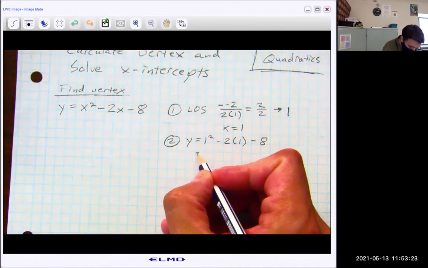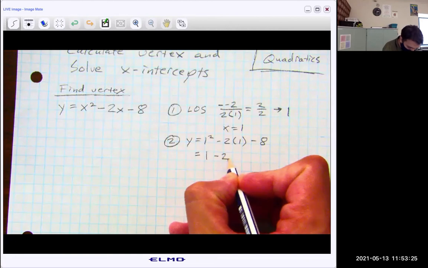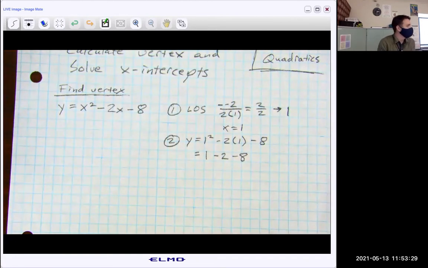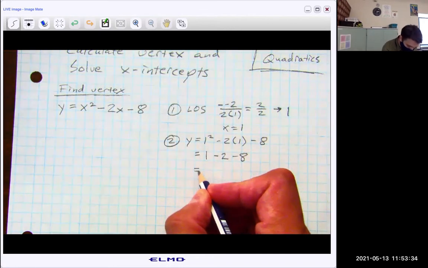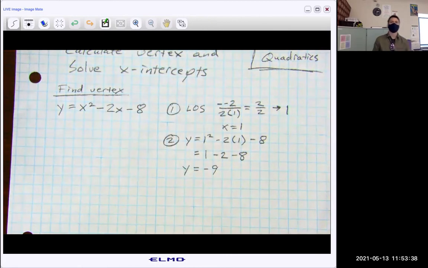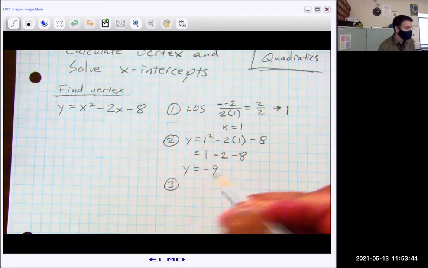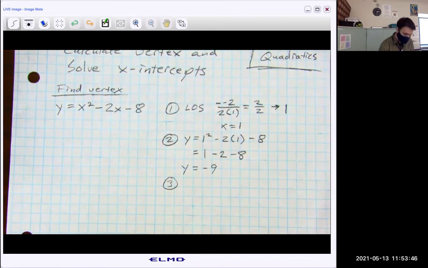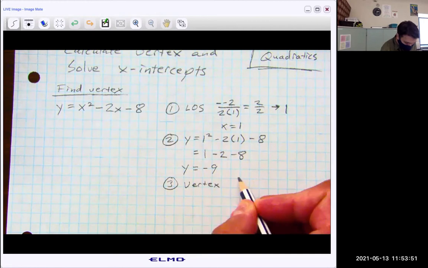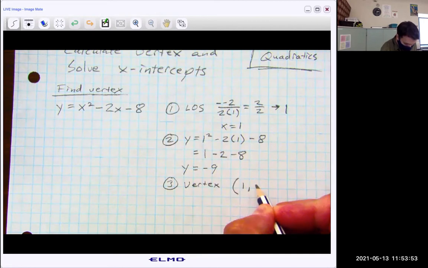So 1 squared is 1. This is going to be 1 minus 2 minus 8. So 1 take away 2, take away 8 more would be negative 9. Now, the last step, the third step, is we have to put them together. The vertex, and we label it vertex, the vertex is at 1, negative 9.